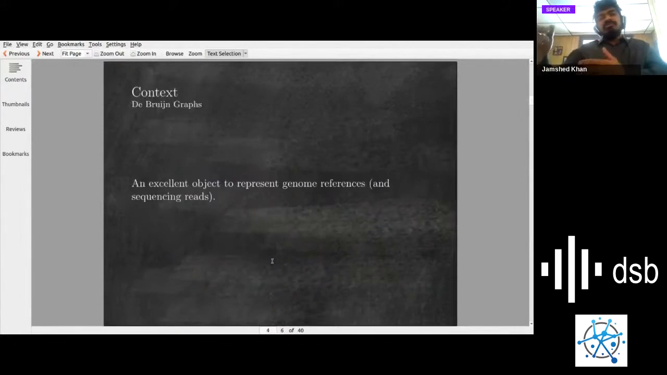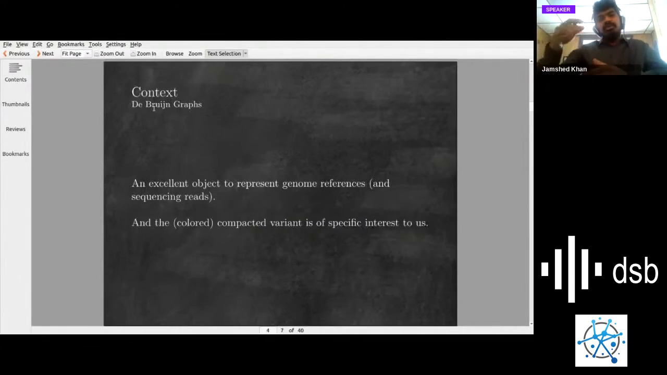An excellent object to represent these reference collections and sequence reads is de Bruijn graphs. Historically in bioinformatics, de Bruijn graphs have been extensively used in genome assembly algorithms, and in recent times they've been increasingly used in sequence indexing, comparative genomics, pangenome analysis, and so on. And for these applications, we are usually interested in the colored compacted variant of de Bruijn graphs.